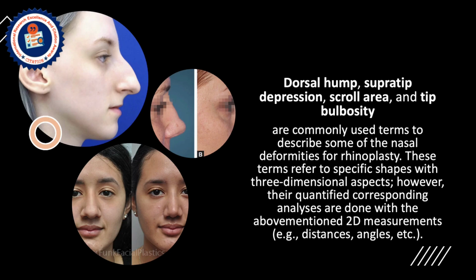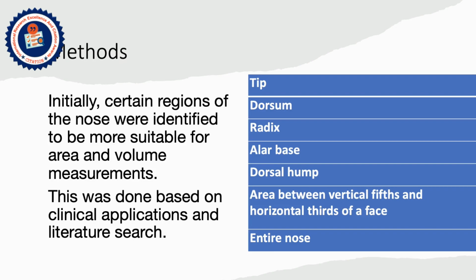Dorsal hump, supratip depression, scroll area, tip bulbosity are commonly used terms that describe some of the nasal deformities for rhinoplasty. And these terms refer to specific shapes with three-dimensional aspects. However, their quantified corresponding analysis are done with the above-mentioned 2D measurements, that is, distances, angles, ratios.